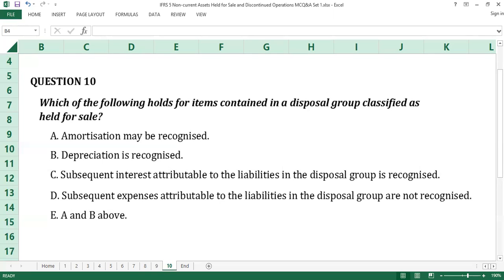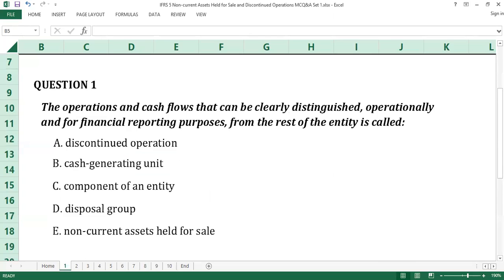Time up. We proceed to review the answers. Question number 1. The answer to question number 1 is C, component of an entity. Component of an entity is defined as operations and cash flows that can be clearly distinguished, operationally and for financial reporting purposes, from the rest of the entity. C is the answer to question number 1.